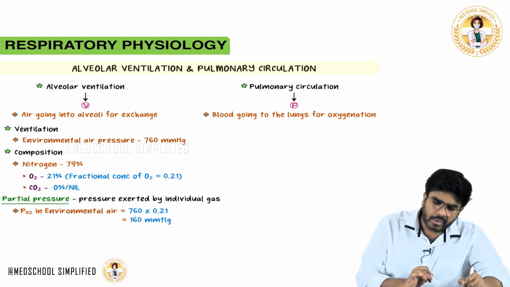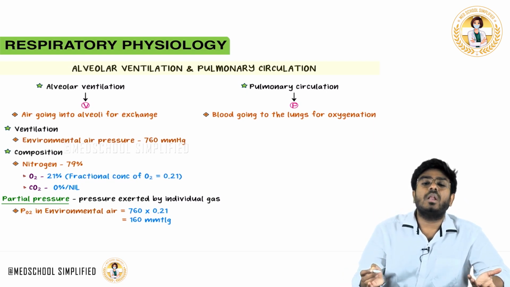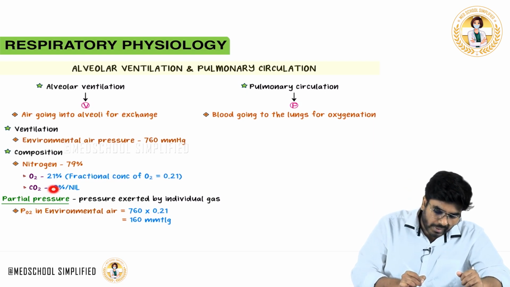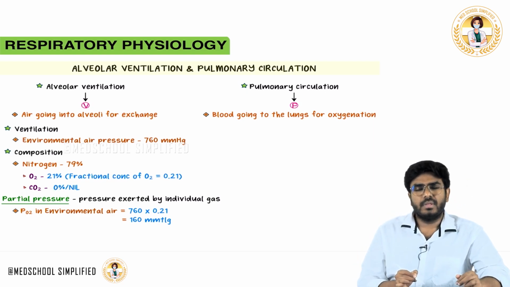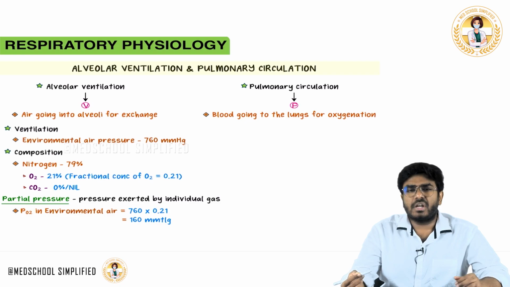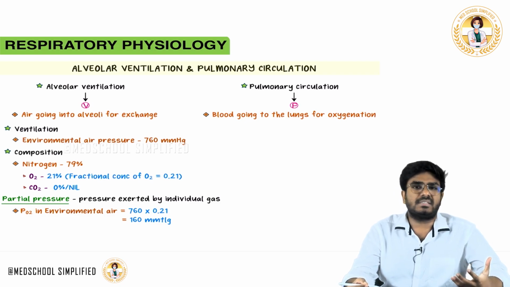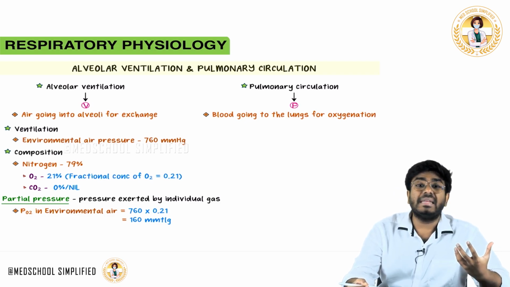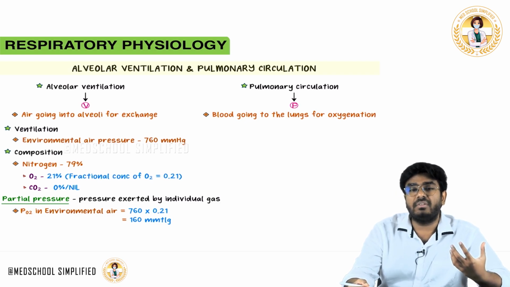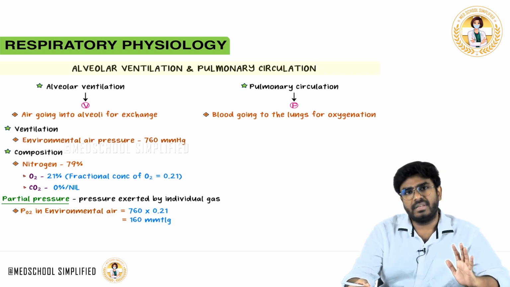Now let's talk about carbon dioxide. Carbon dioxide is almost nil, so for practical purposes we take it as 0. So what is the composition? Nitrogen is 79%, oxygen is 21%, carbon dioxide is taken as 0, nil.